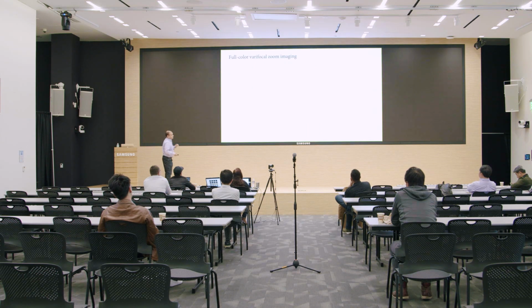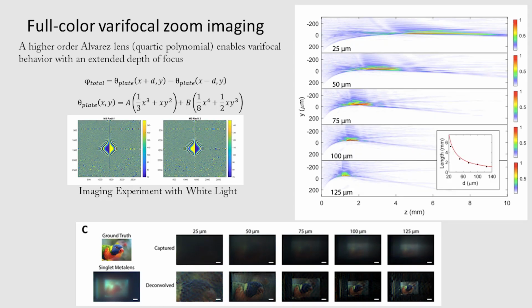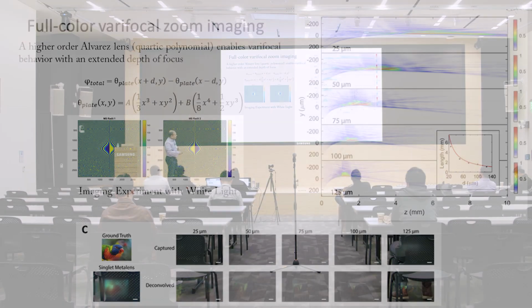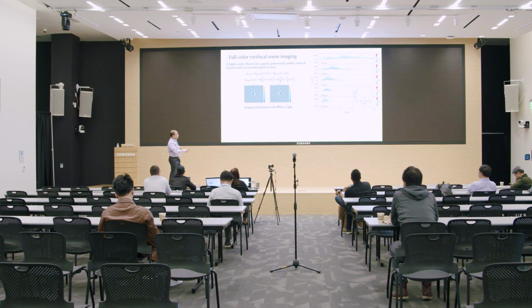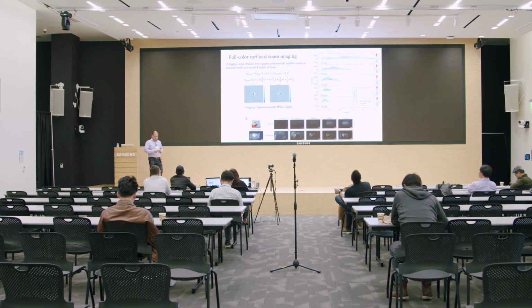So we recently extended this concept with addition of this Alvarez idea, and we came up with a new phase profile with a quadric term. And this term essentially allows us to do not just full color imaging, but also zoom imaging, varifocal imaging. So this is how your point spread function looks like as we have two plates. One is this one, the theta plate, and the other one is exactly the negative of that. So we laterally displace them. And you can see there's an extended depth of focus for all of them, and the central point is also changing. So we demonstrated this imaging with that.